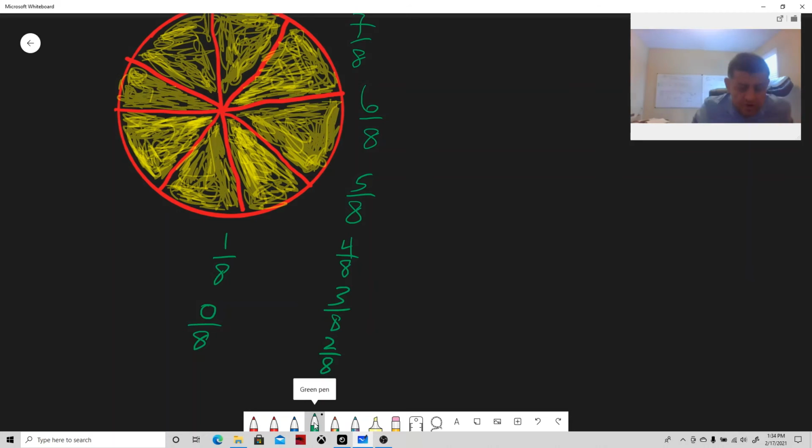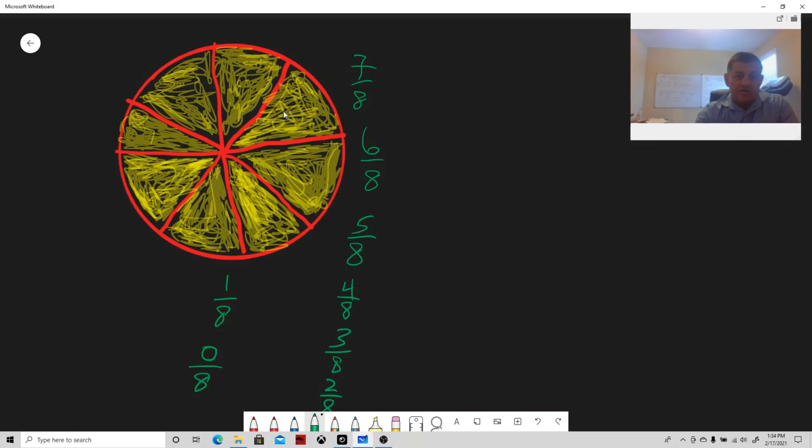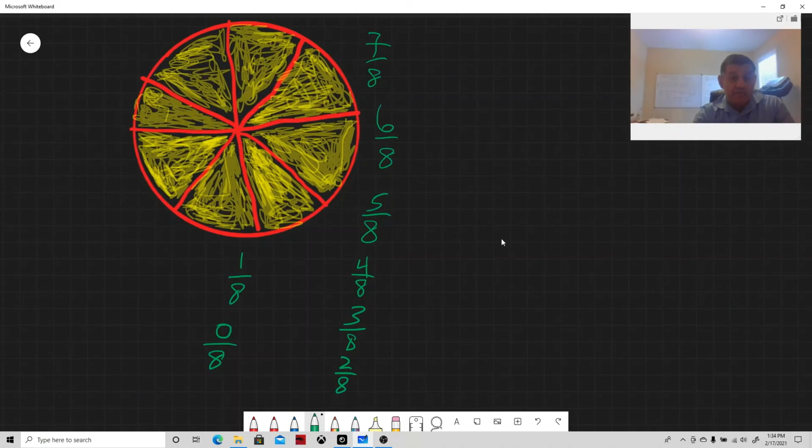Now let's review what we did, right? So we started cutting the pizza and eating part of the pizza. So we start with 1, 2, 3, 4, 5, 6, 7, 8, right? Notice that the numerator was decreasing with the amount of pieces that we were eating of the pizza. Obviously, the denominator represents how many parts we have in the whole, right?